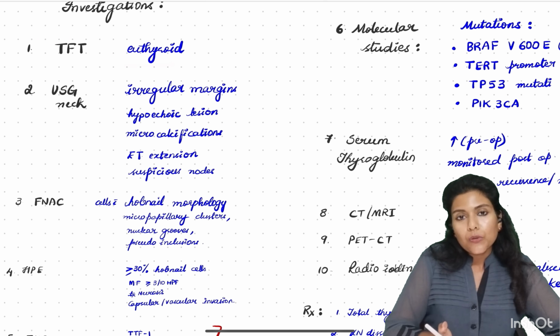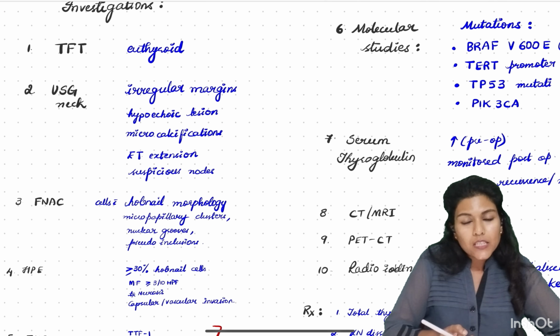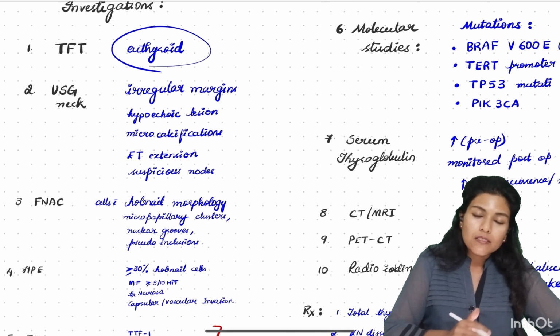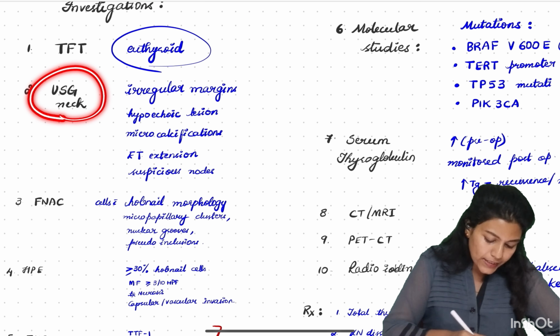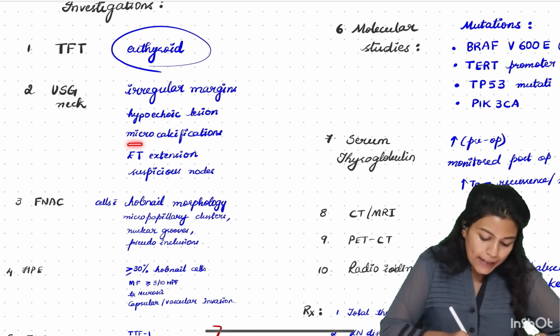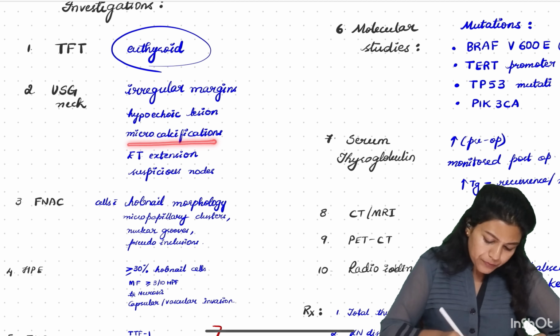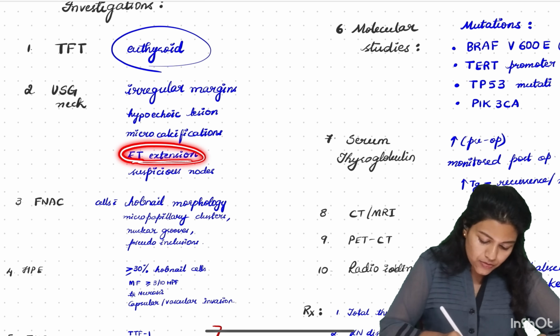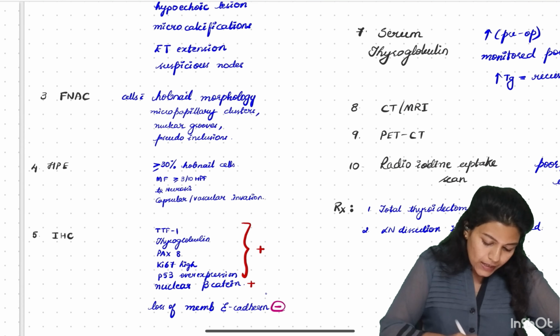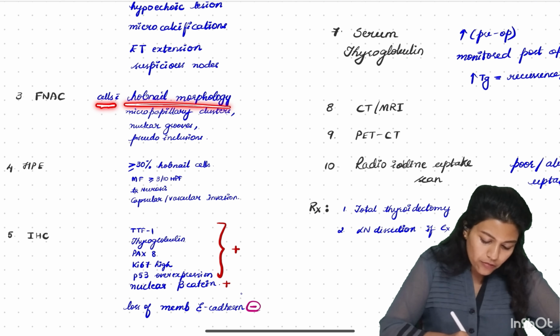a euthyroid state. Though the normal tissue is replaced by neoplastic thyroid tissue, it does not interfere with thyroid hormone synthesis or release. So on thyroid function tests, the hormone status usually remains normal. Coming to the ultrasound of the neck, they show a hypoechoic lesion with irregular margins because it is infiltrative, and microcalcifications are commonly seen. There can be extrathyroidal extension, cervical lymph nodes are commonly involved, and suspicious nodes can also be seen. And on FNAC, cells with hobnail morphology are seen.